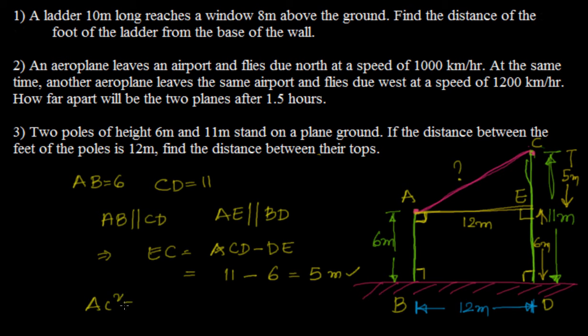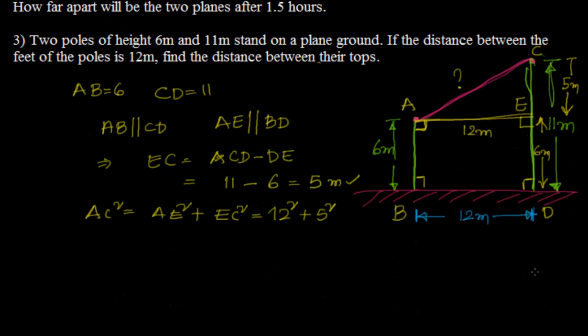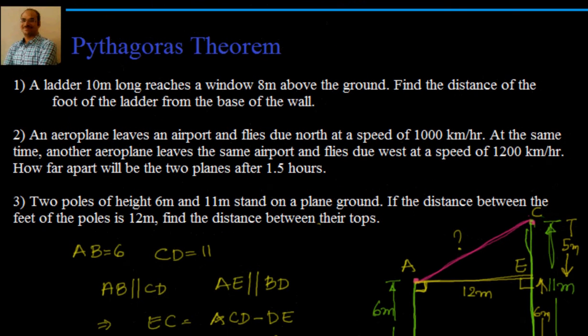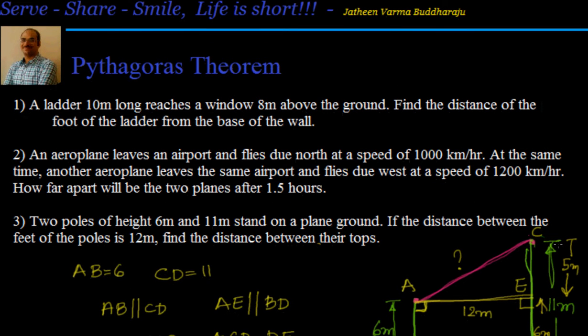So you can say again Pythagoras, AC square equals AE square plus EC square. AE square is 12 square and EC square is 5 square. That's nothing but 144 plus 25, that's equal to 169. Now AC is nothing but the square root of 169, that is square root of 13 into 13, that's equal to 13 meter. So the distance between the tops of the poles is nothing but 13 meters.